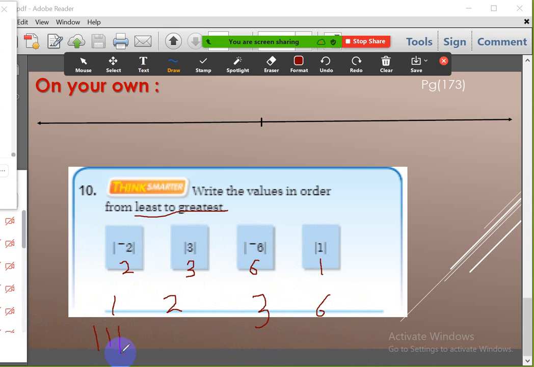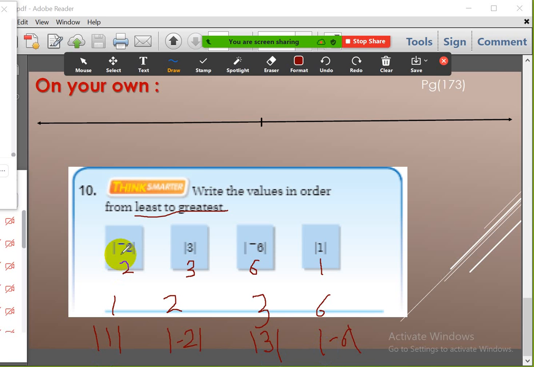Okay, 2 is the absolute value for -2. Then 3 is the absolute value for 3. 6 is the absolute value for -6. This is how I will order the numbers. So I have to order the numbers as the numbers written in the question. Okay?